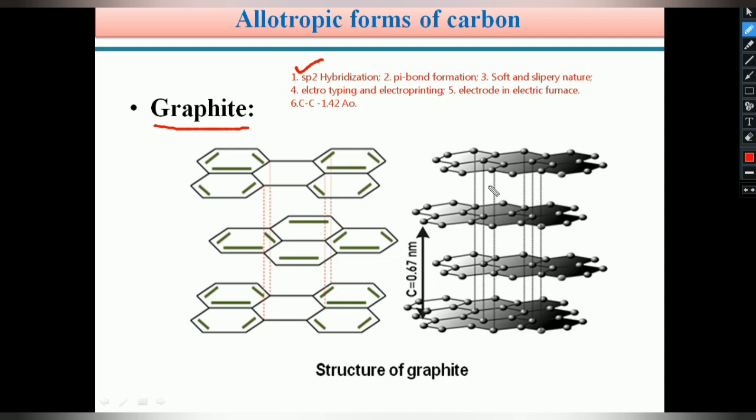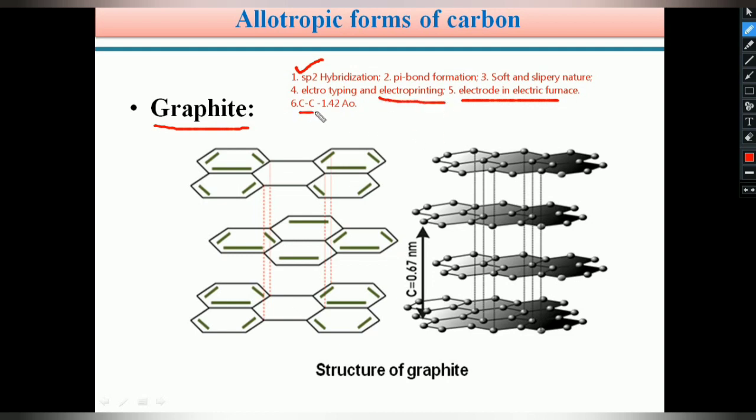That's why graphite is used as a lubricant. It is used as a lubricant because of the presence of an unpaired electron in the p orbital of carbon. It acts as an electrode, and it is good for the passage of electric current. It is a good conductor of electricity, so it is used as an electrode in electric furnaces. Similarly, in electrotyping and electroprinting also graphite is used.